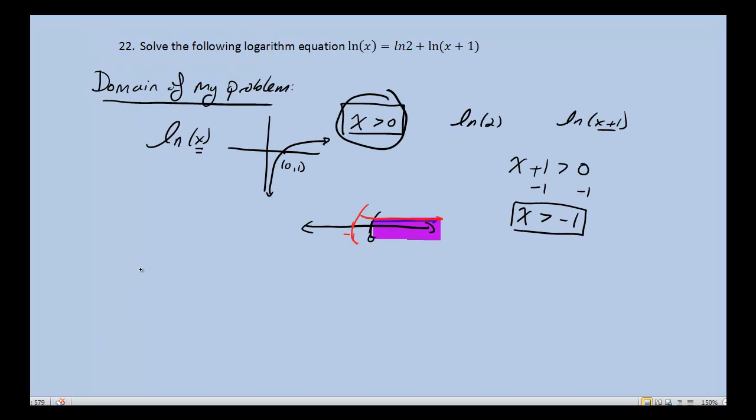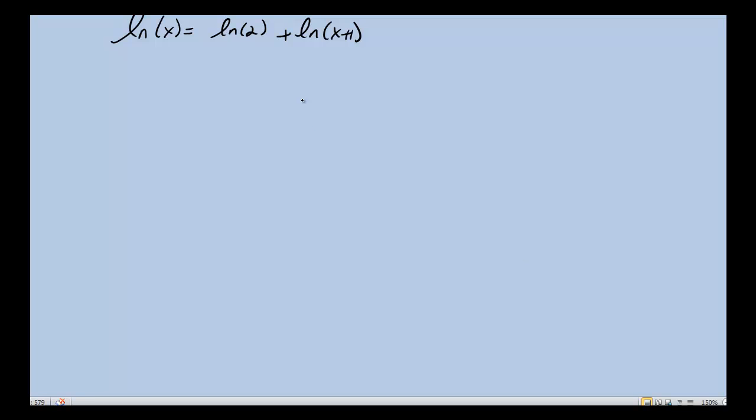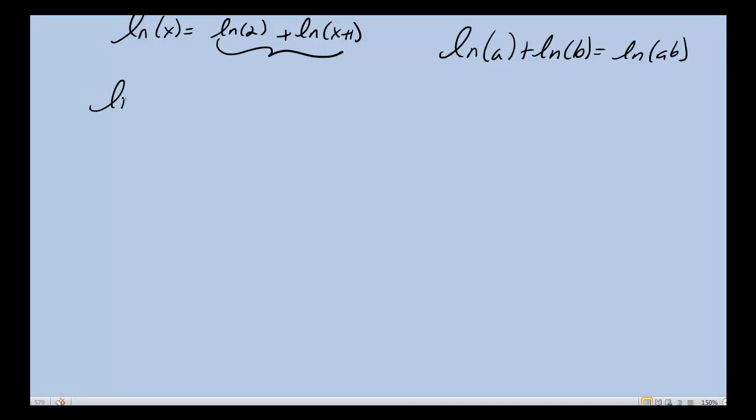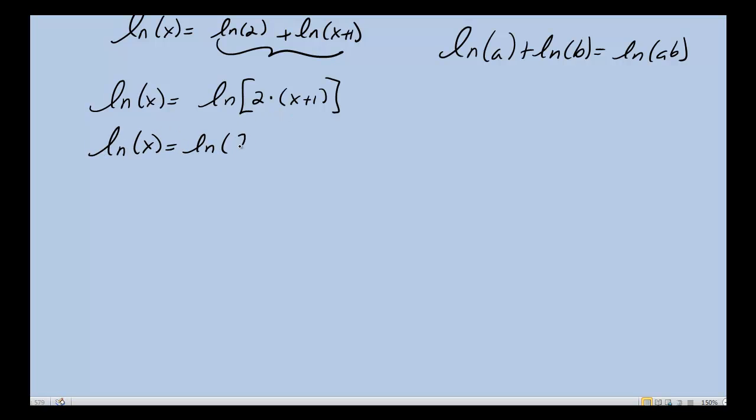So now if I look at this, I have ln of x equal to ln of 2 plus ln of x plus 1. I can go back and remember my log rules. If I have the ln of a plus the ln of b, this equals the ln of ab. I can multiply my arguments. So on my right side, the ln of x is equal to the ln of 2 times x plus 1. I can multiply this out, which gives me the ln of x equals the ln of 2x plus 2. I distribute that in.